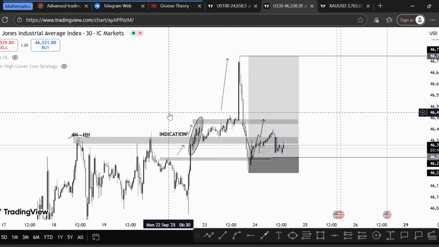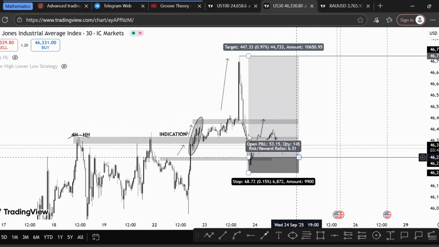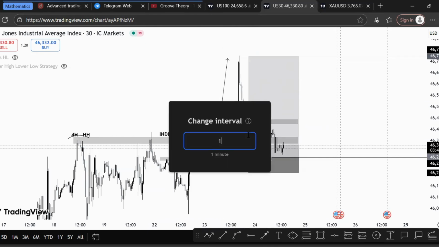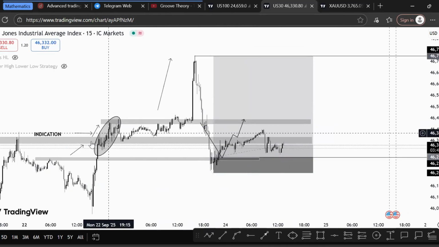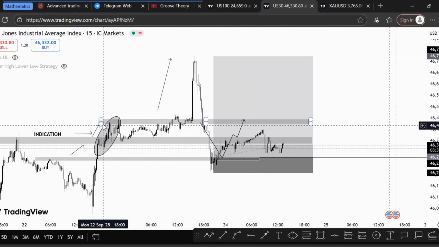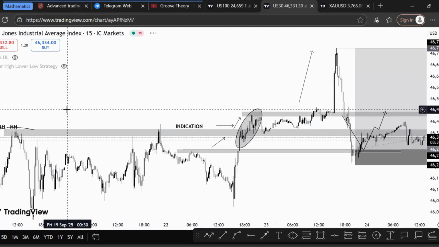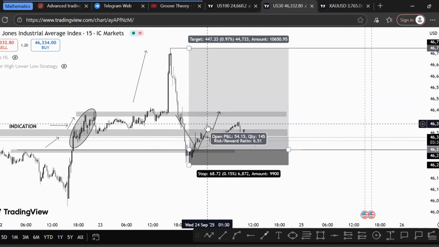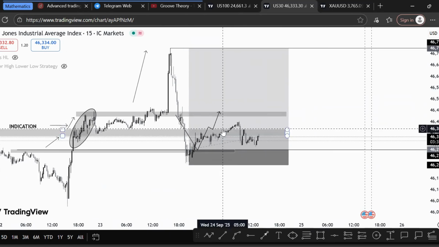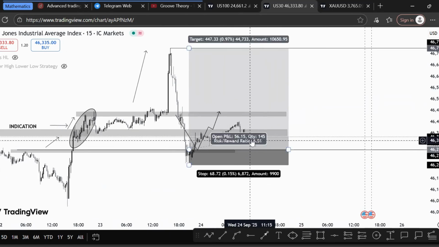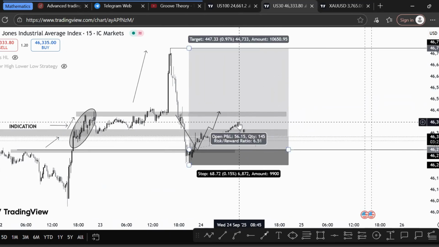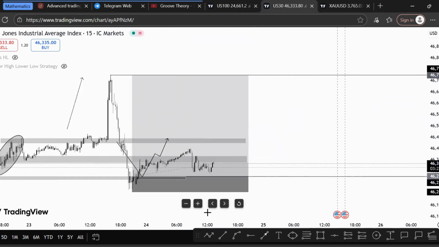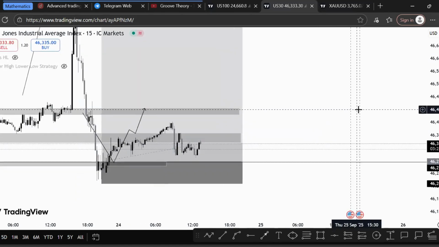So I want to see it also break above, but it has shown that it can break above also. The initial indication came from the 4 hour, this 4 hour higher high. It has shown that it can buy above those levels. As you can see, it gave us an indication also on 15 minutes that it can buy above this level. So I want to see more of that.